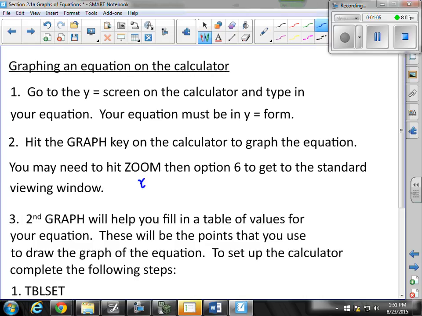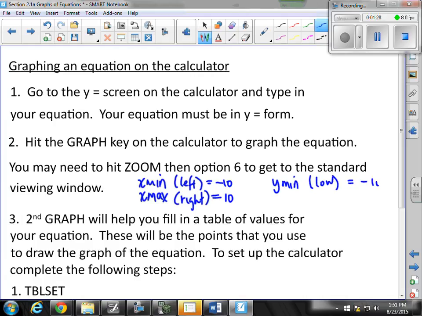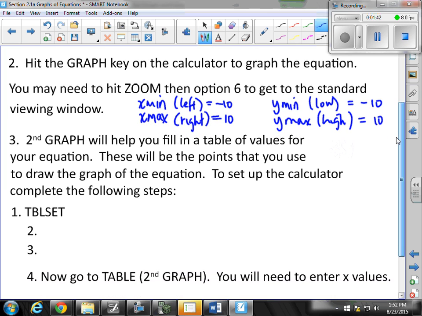Standard viewing window goes from an x minimum to an x maximum. So the smallest x value on the left-hand side of the calculator will be -10. X max, or on the right-hand side of the calculator, the biggest x value will be +10. It also goes from a y minimum, or the lowest point on your calculator, of -10 to a y maximum, or the highest value on your calculator, at +10. That's our standard viewing window. And most of the functions that we're going to graph in this class will fit in that standard viewing window.